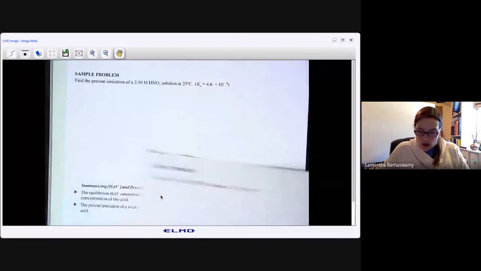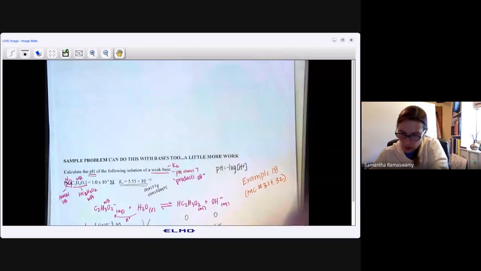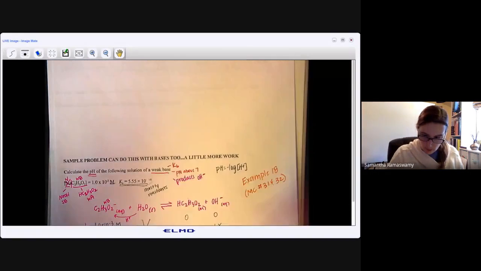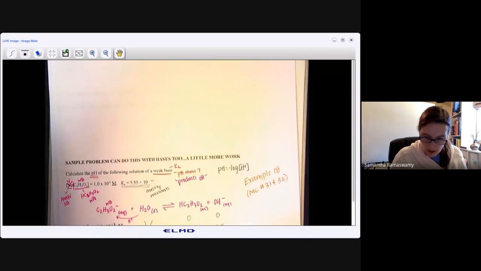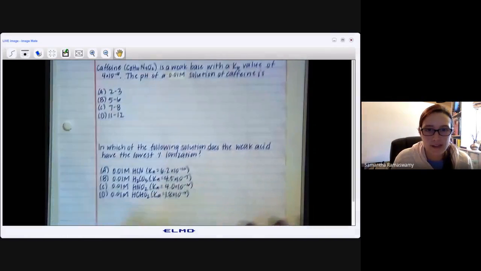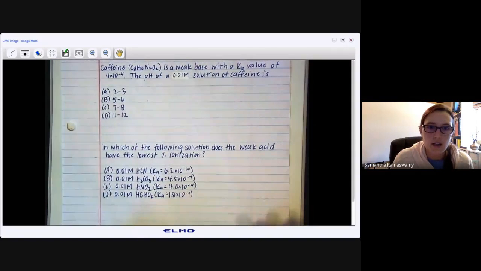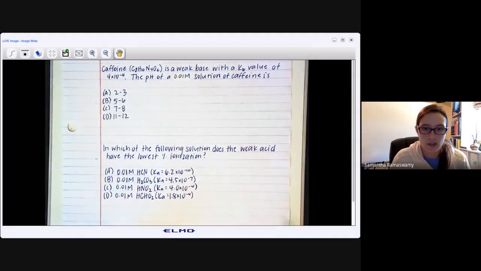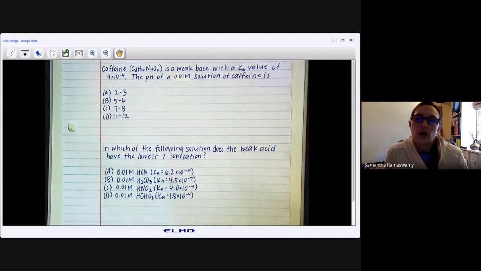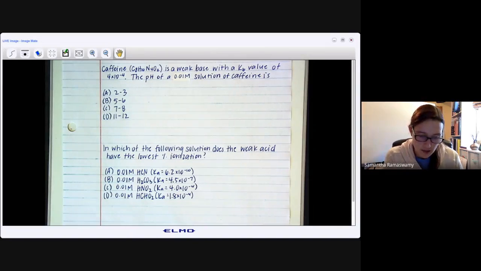All right, before we look at percent ionization, I actually want to look at a couple of practice multiple choice questions again. Actually, we'll do both. These are both practice multiple choice, which is why they're written on lined paper, because I took sample questions and changed some information.